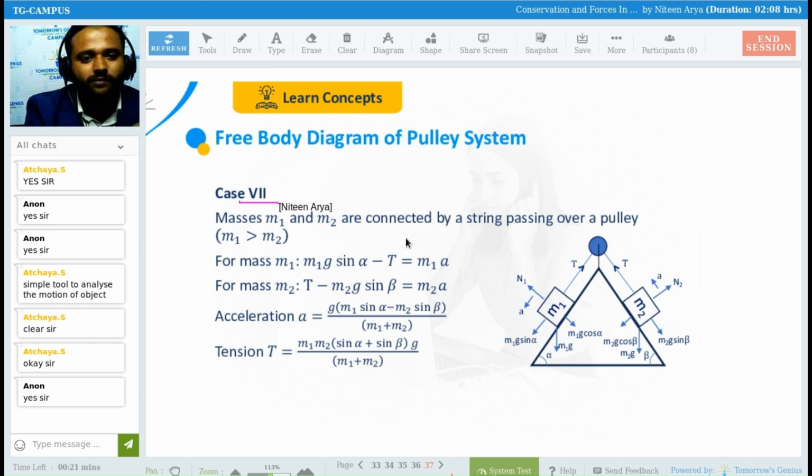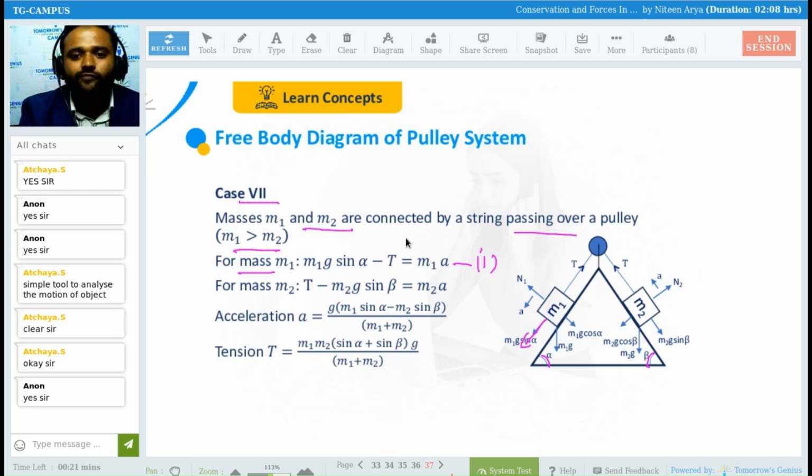Now case 7: masses M1 and M2 are connected by a string passing over a pulley. M1 is greater than M2. Focus on M1 only. For mass M1, this is alpha, this is beta. So M1g sine alpha minus T is going to be this. So this is your first equation. In the same sense, this is the case without friction, because we are not taking care of friction here. M2g is going to be in this direction, downward along this particular direction.